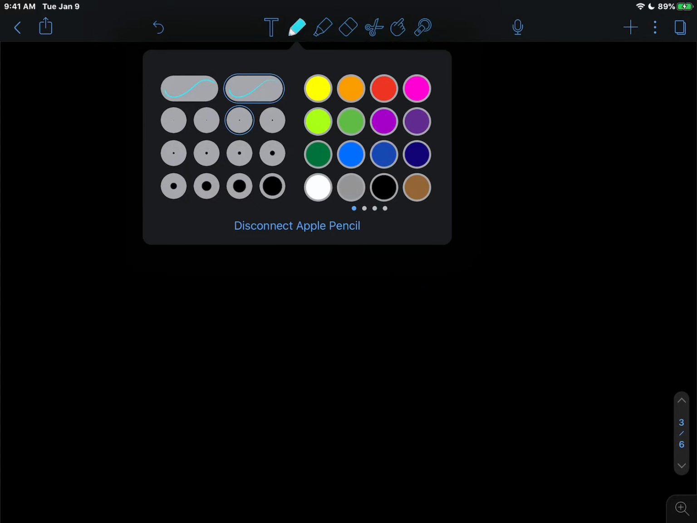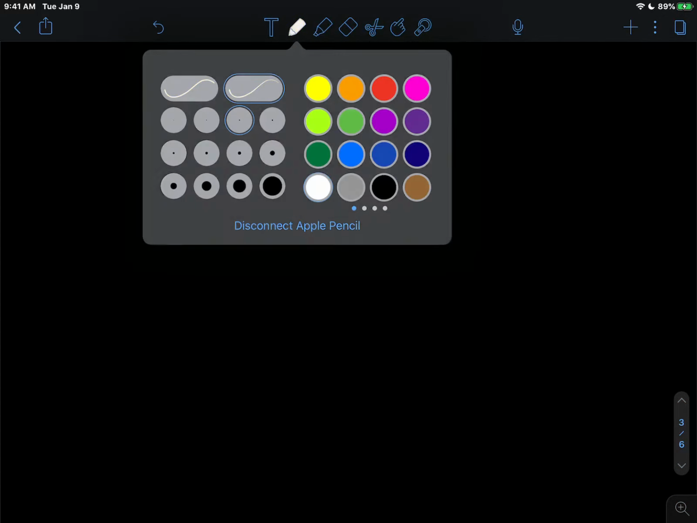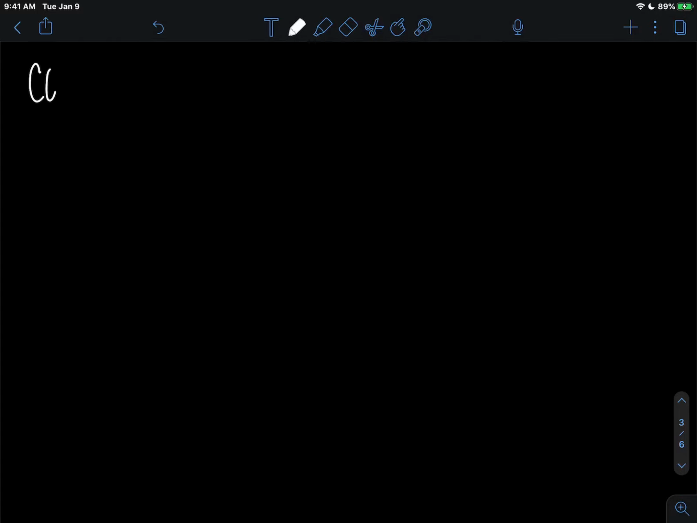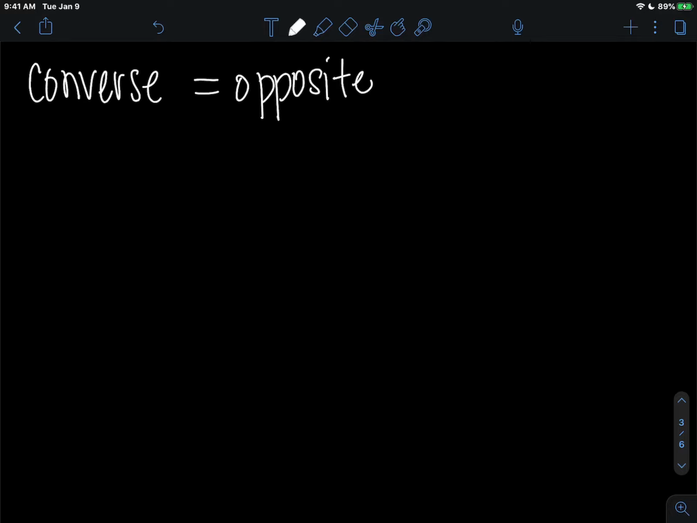Now, a lot of times people in math use all these big words and they super confuse me. So what I like to do is just always know what that means in just regular English. When somebody says the word converse, I think opposite. Okay? So whenever I'm talking about opposites, that means that I'm going to be doing something the complete opposite way.